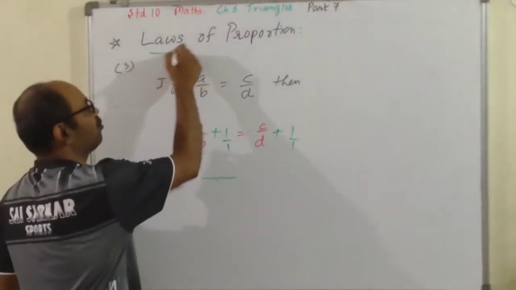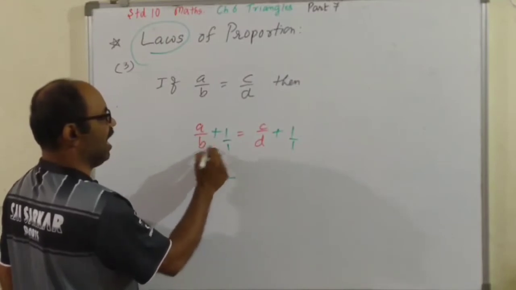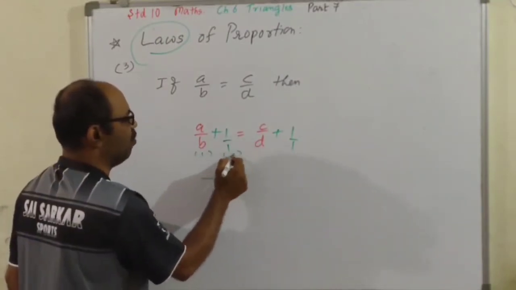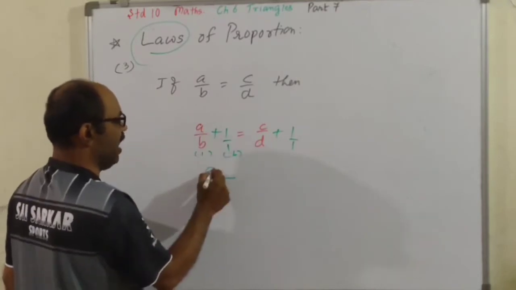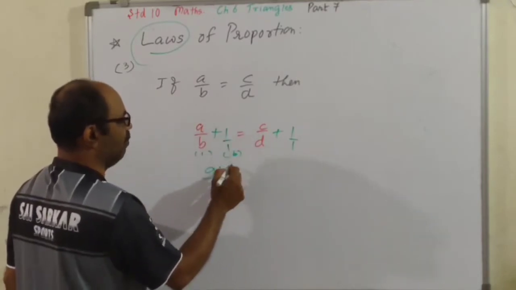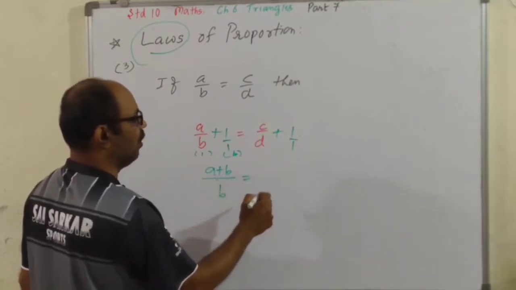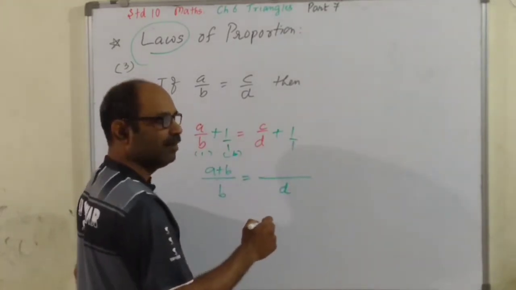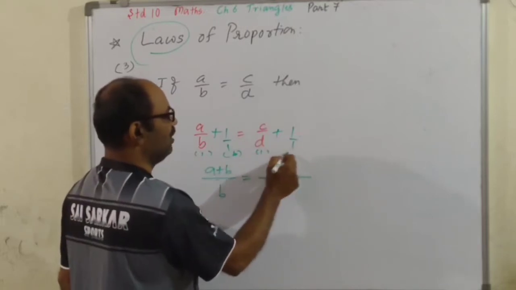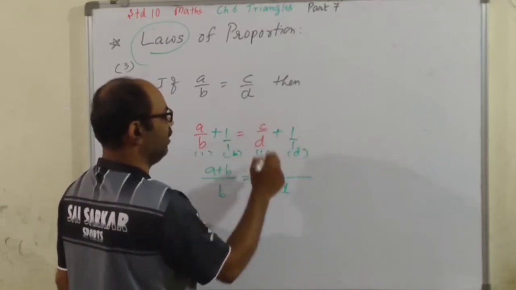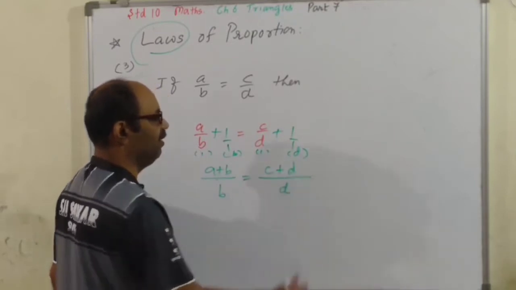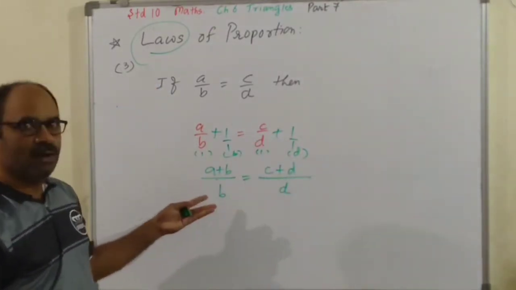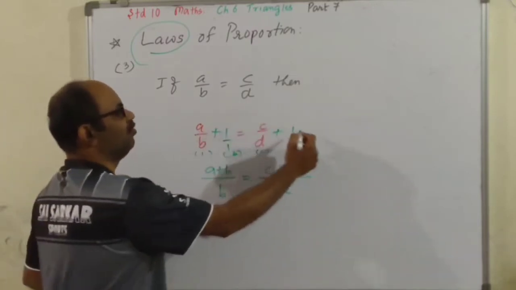Third law, we call it a law. Let's see, the LCM of B and 1 is B. That is very easy. 1 into A plus B into 1, over B. Yeah, that is equal to this side. C plus D over D, the LCM of 1 and D is D, 1 into C plus 1 into D. Yes, children. They are equal. Because adding 1 is the same by Euclid's property.